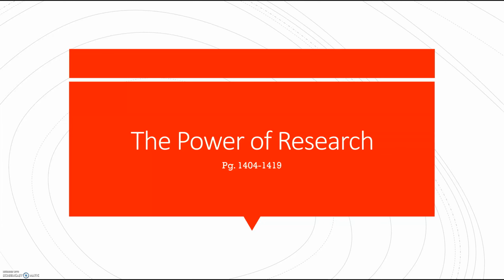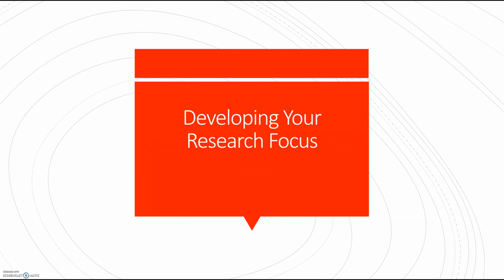We're going to start the power of research, which is Unit 7 in your textbook in relation to, obviously, our research paper. If you want more information than the notes give you today, these notes come from pages 1404 to 1419 in your textbook.